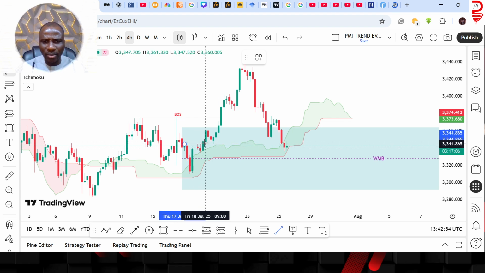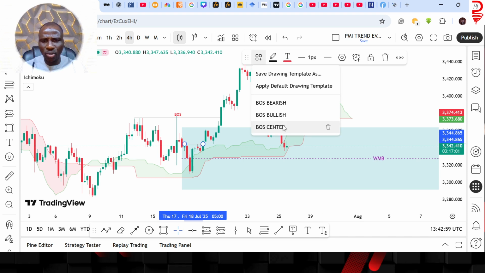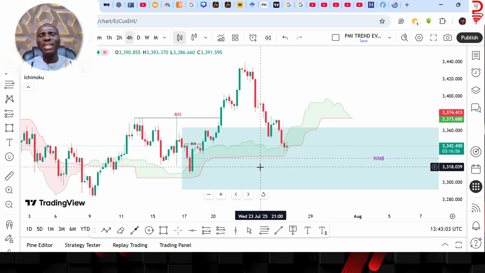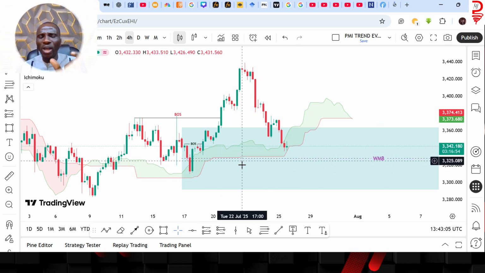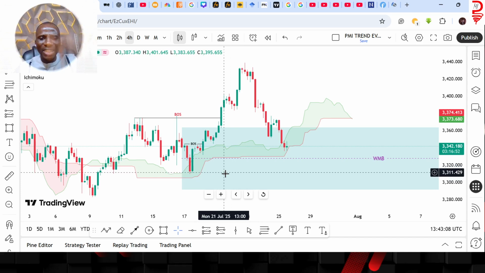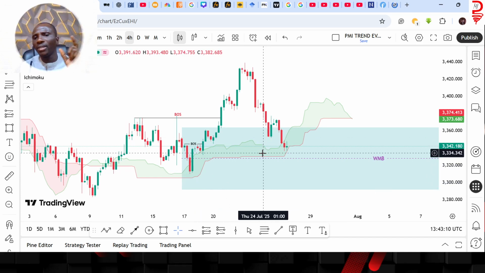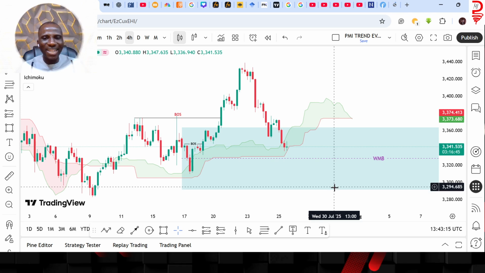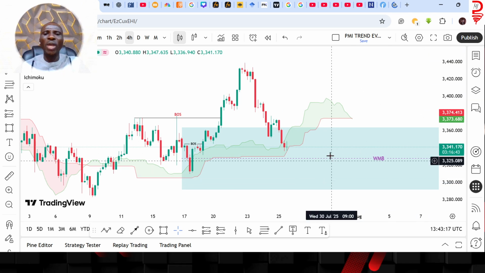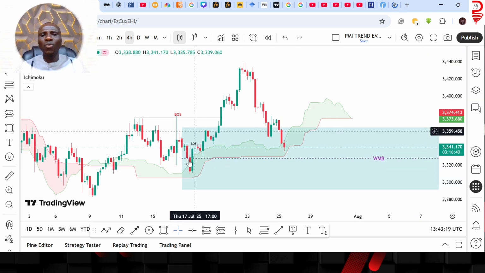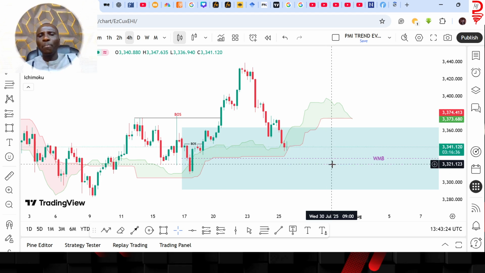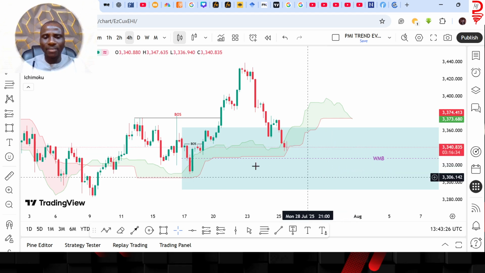A break of structure around this place. This is a break of structure. Now, immediately you have that, you can spot that break of structure within the money box. Remember that the money box is the area of interest. In the money box, we have liquidity here that we believe should create the impulsive wave that we want to trade.